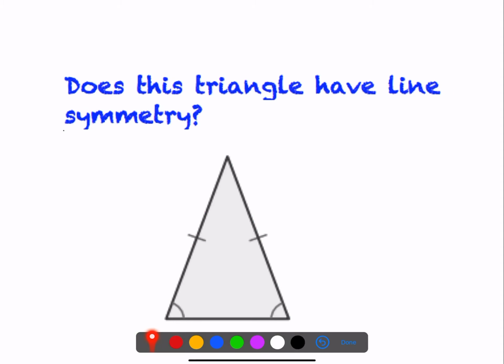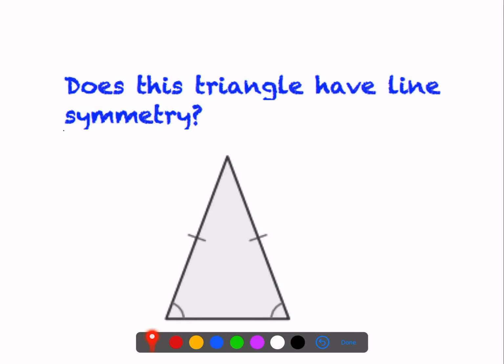So, does this triangle have line symmetry? Go ahead and pause the video and answer this if you'd like, and we'll go through it in just a second. Looking at this, it is an isosceles triangle. I know that because we have two base angles that are congruent. These two angles right down below here are congruent. So this is a triangle called an isosceles triangle.